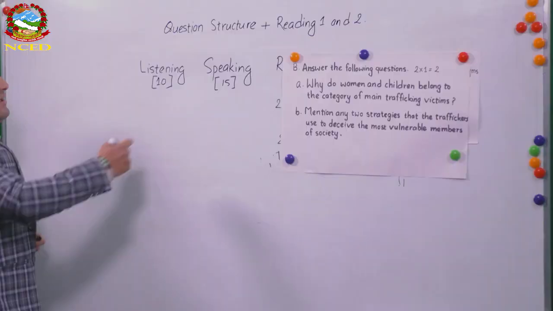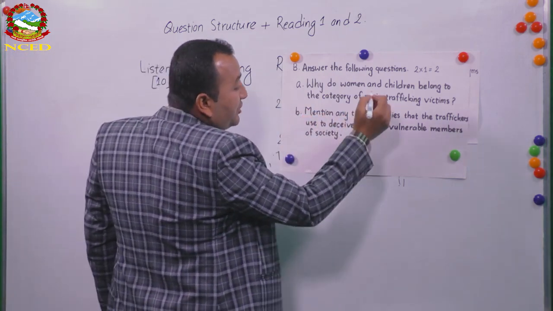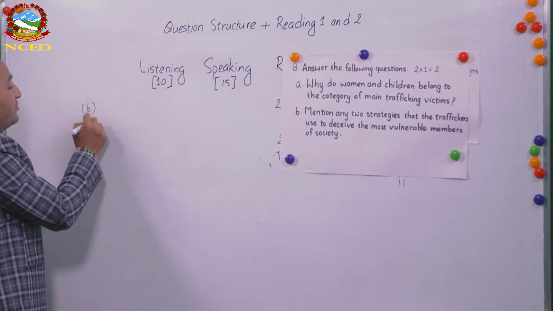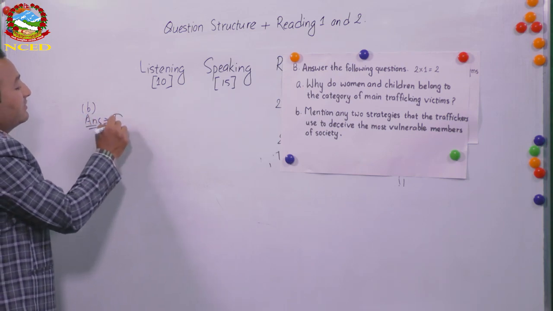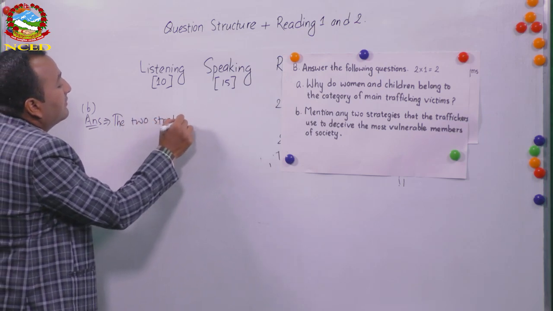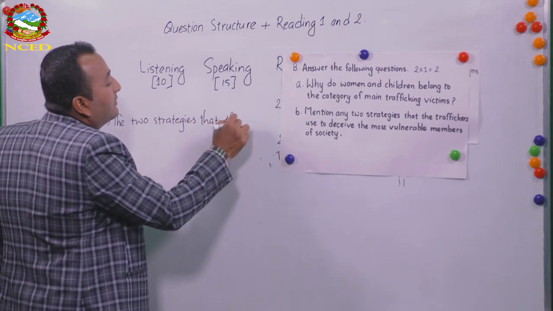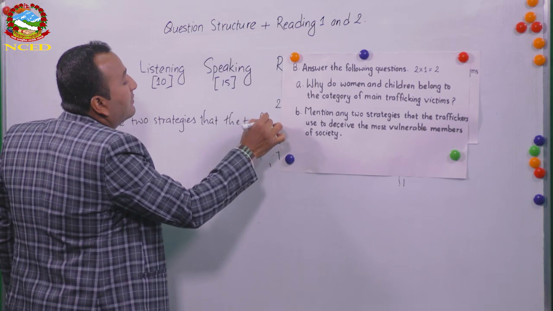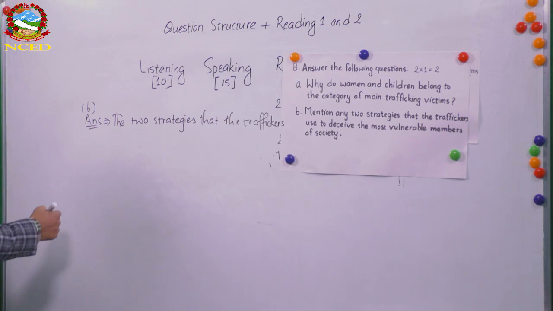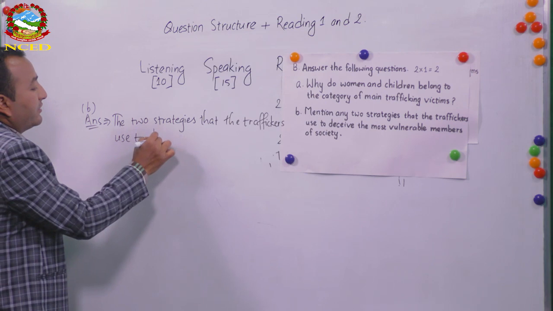Number B, two strategies. How do you write? You don't mention any two. The two strategies that the traffickers use. Start your answer like this. So for number B, your answer is: the two strategies that the traffickers use to deceive. Remember, half of your answer will be there in the question.